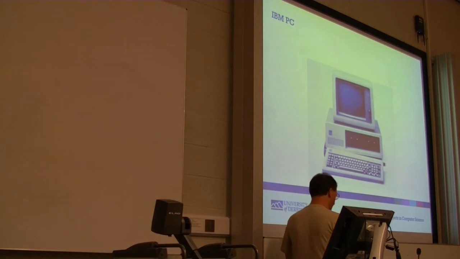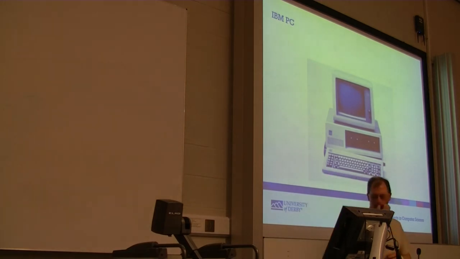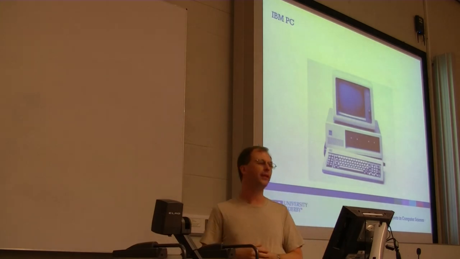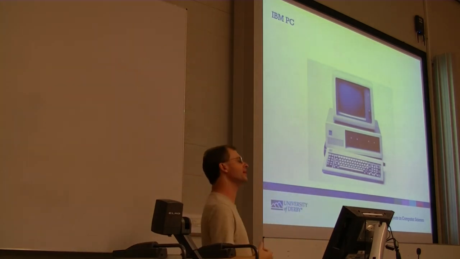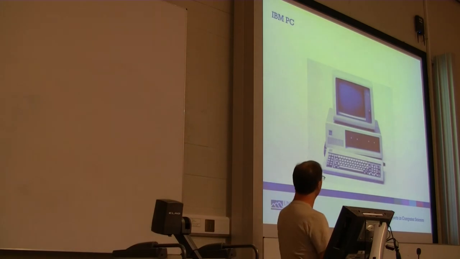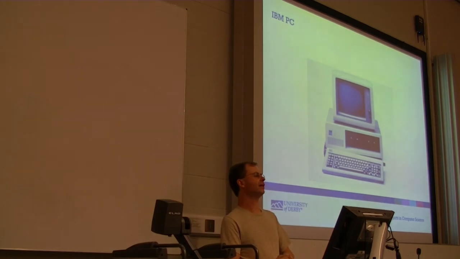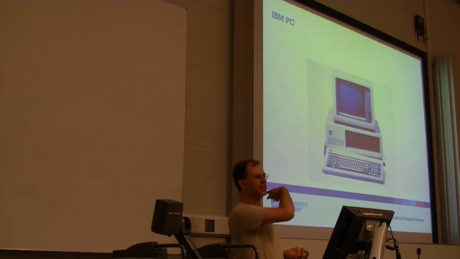At the same time, here's where things really changed. At the same time as the BBC Micro was coming out, the IBM PC made an appearance. And all of the PCs we use today are running on Intel chips, pretty much, a descendant of the architecture of this beast.